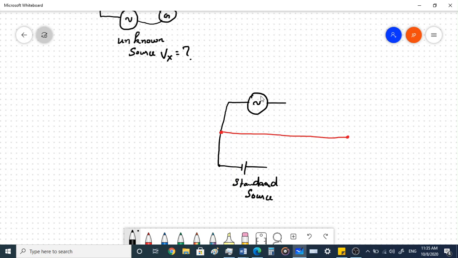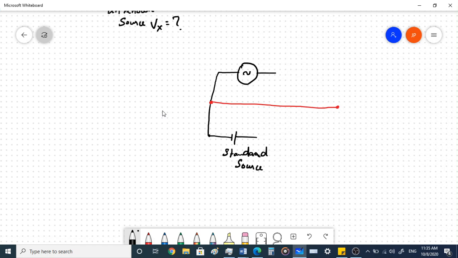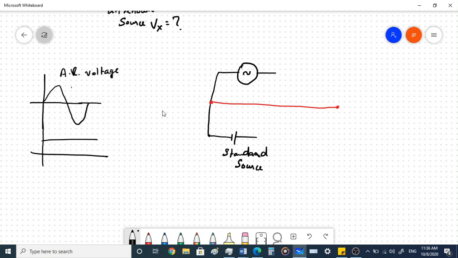Now, the other problem is that a DC standard source can never balance with an AC source, because definitely you can see that the voltages will keep on changing in an AC source, and you can never balance this particular AC voltage with a DC supply, isn't it? So a DC supply can never compensate or balance with an AC source. That is not possible. So what we need to do is use another DC source, similar to the DC potentiometer.